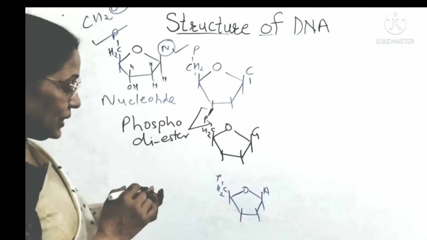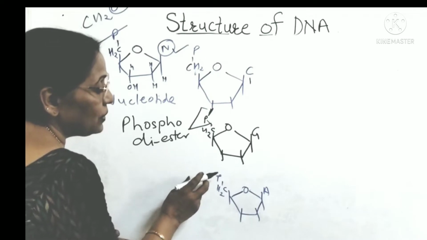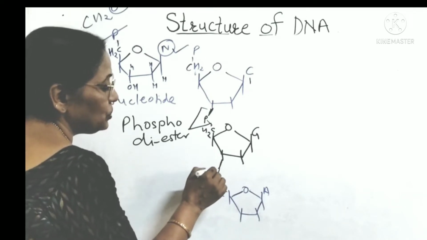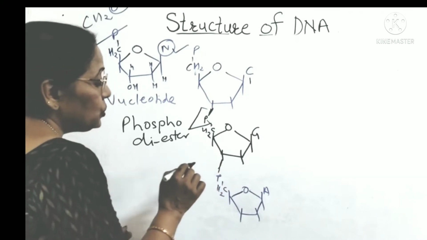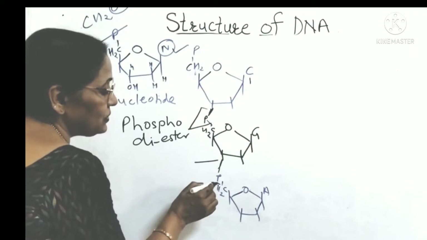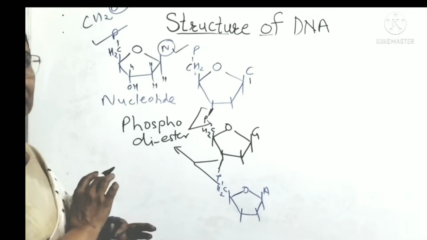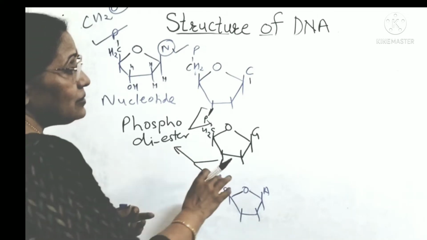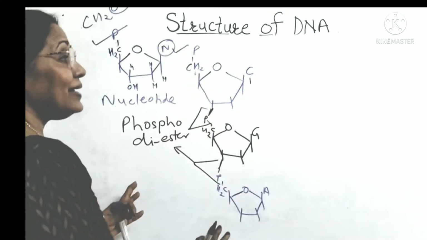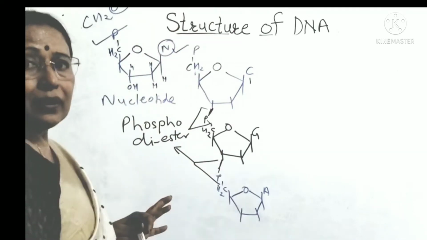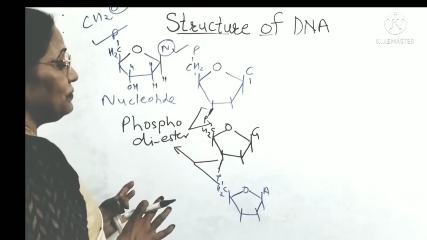Just as we joined the P here, now we will join this P with its C3. So this one and this one, these two bonds, are again the phosphodiester bond. The strand is ready. Like this, millions will keep joining and one strand of DNA will be formed.